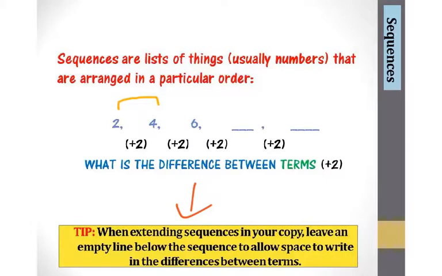And in the tip below we said leave an empty line below the sequence to allow space to write in the difference between the terms. If you look here, we have plus 2. If we count on from 2 to 4, we count on 2 places. So 2 plus 2 is 4. That's the difference between the first 2 terms, 2 and 4.